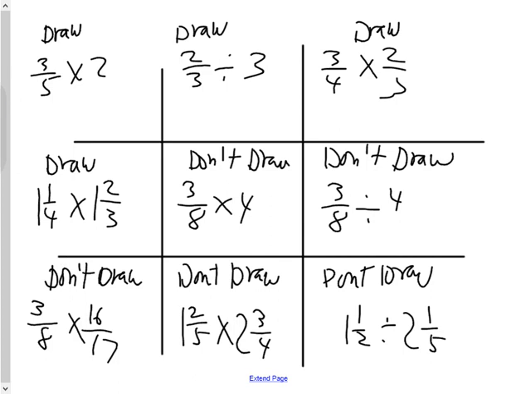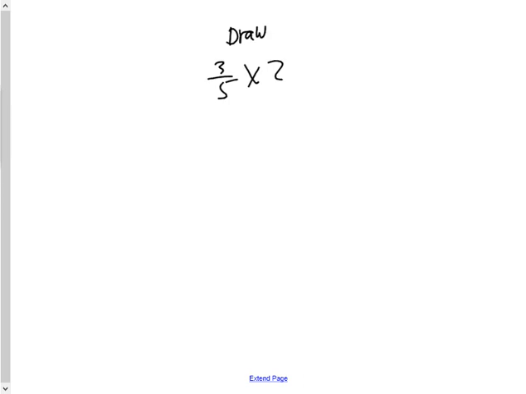Okay, here we have 9 questions review from 6.1 to 6.5. We have various questions all spanning the range of all the different questions we've worked on so far. In our first question, it asks us to draw 3/5 times 2.